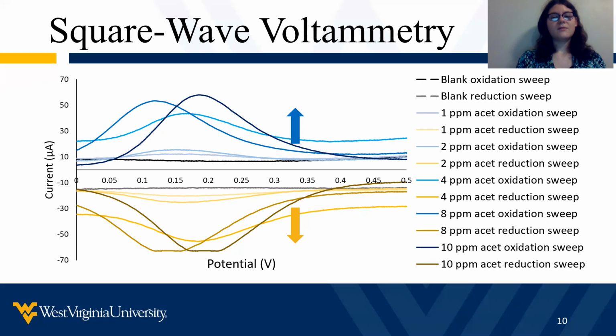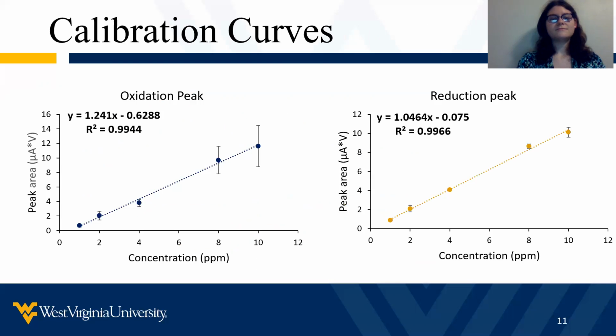This was successful, and we did see both the oxidation and the reduction peak increasing with increasing concentration whenever acetaminophen was present, whereas we did not see any peaks in the blank. However, we did note that the potential of the reduction peak did shift compared to with the cyclic voltammetry. Both the size of the oxidation peak and the size of the reduction peak were related to the concentration, and the linear range was from 1 part per million to 10 parts per million.